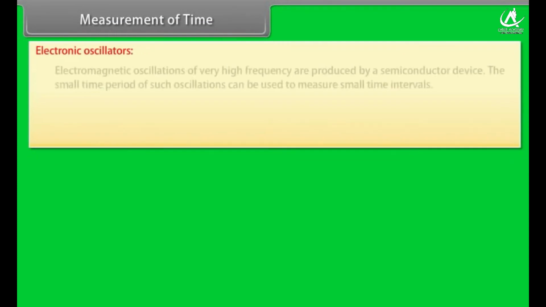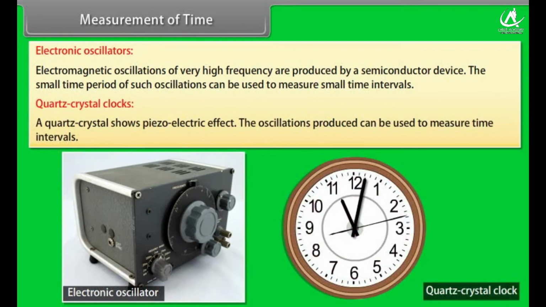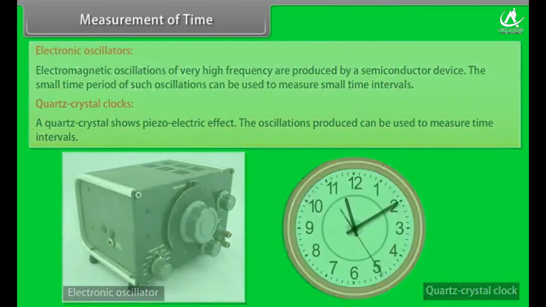Electronic oscillators. Electromagnetic oscillations of very high frequency are produced by a semiconductor device. The small time period of such oscillations can be used to measure small time intervals. Quartz crystal clocks: a quartz crystal shows piezoelectric effect. The oscillations produced can be used to measure time intervals.